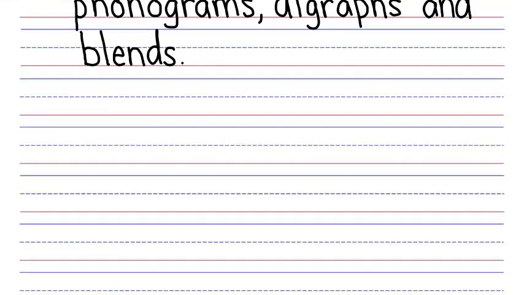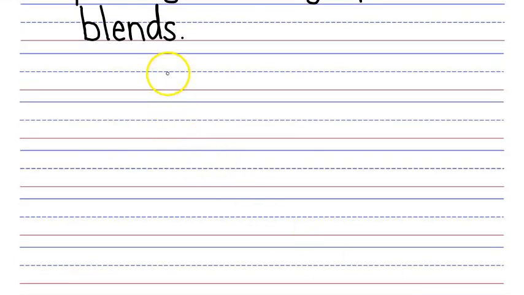So, get some more space here. The pattern we are looking for now is a vowel, consonant, consonant, consonant, vowel pattern. So a pattern where you have more than two consonants between two vowels. Let's look at some words that match this pattern.